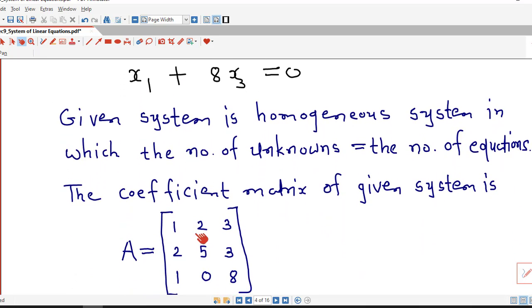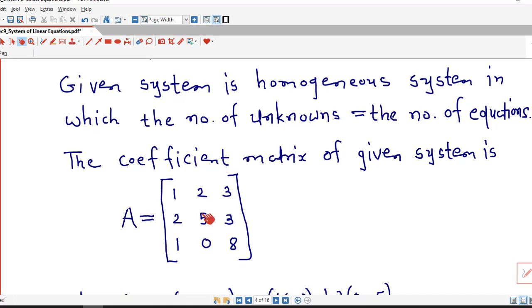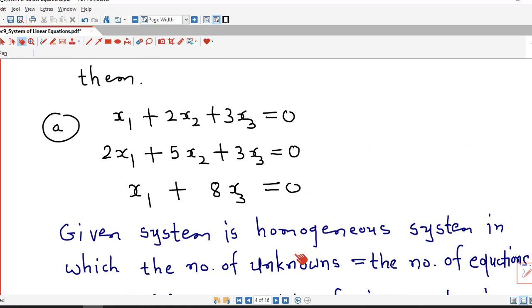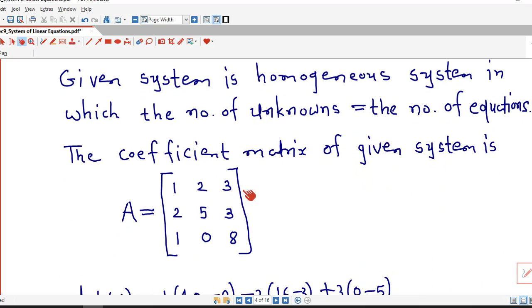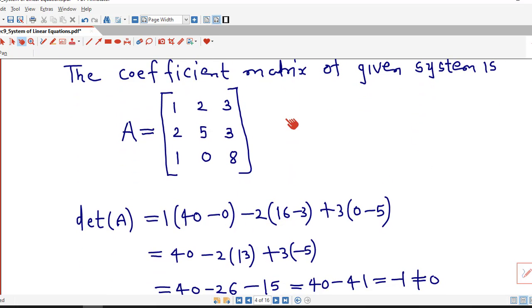The first column corresponds to the coefficients of x1, which are 1, 2, 1. Then the coefficients of x2 are 2, 5, 0. There is no x2 here, so this column corresponds to the coefficients of x2. And the coefficients of x3 are 3, 3, 8. So this is the coefficient matrix of the given system. Now we find the determinant of this coefficient matrix.